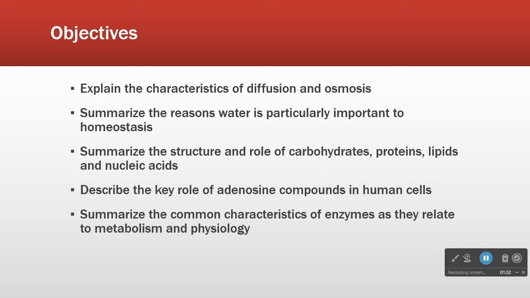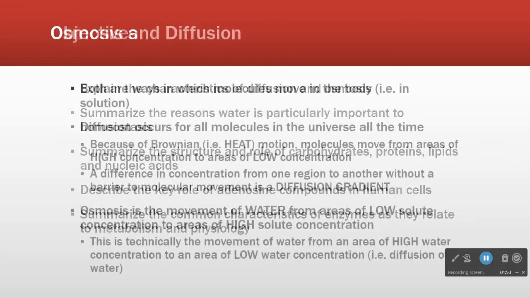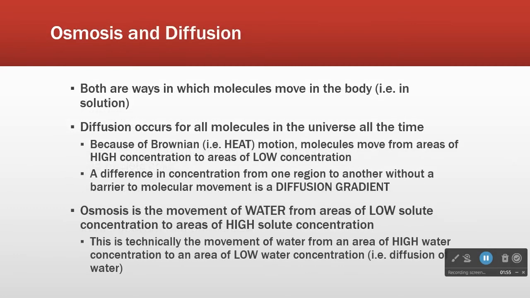So we're going to talk about diffusion and osmosis. We're going to talk about water. We're going to talk a little bit about the major players molecularly, carbohydrates, proteins, lipids, and nucleic acids. We'll talk a little bit about the energy currency, adenosine, and then we'll talk just a hair about enzymes to refresh your memory from biochem. All right, so osmosis and diffusion.